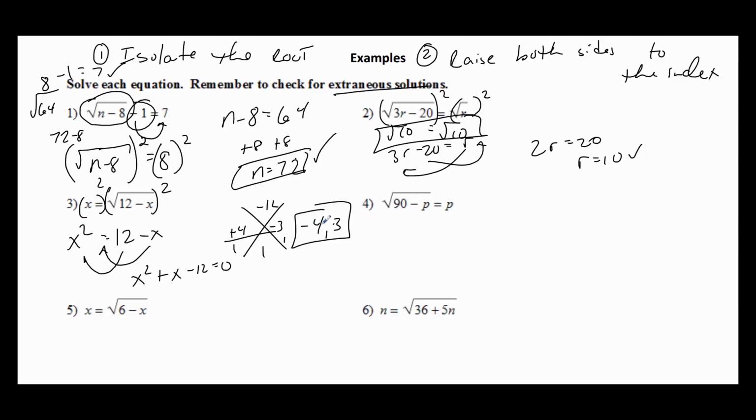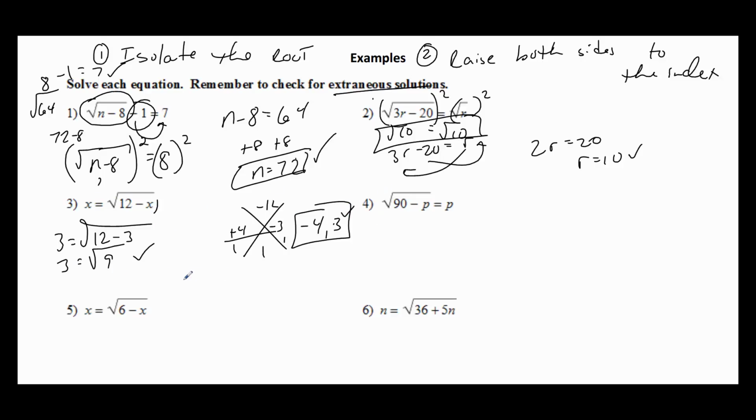But wait, what? Let's check, because there's going to be an extraneous solution in here. So let me do a little bit of erasing here, and then we'll get working on it. So I have two answers, -4 and 3. So let's do just the 3. If I plug the 3 in, I get 3 equals the square root of 12 minus 3, which is 9. So does the square root of 9 equal 3? Yes, it does. So 3 is an answer.